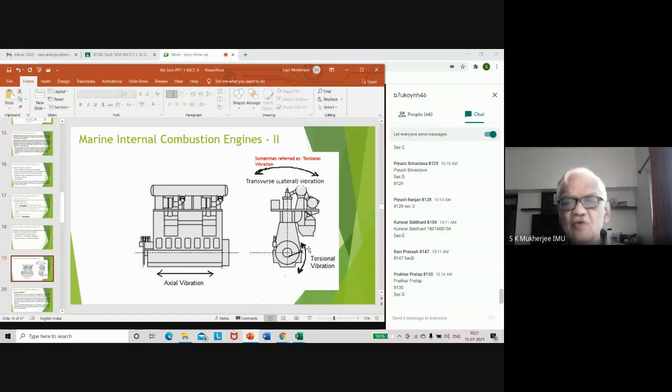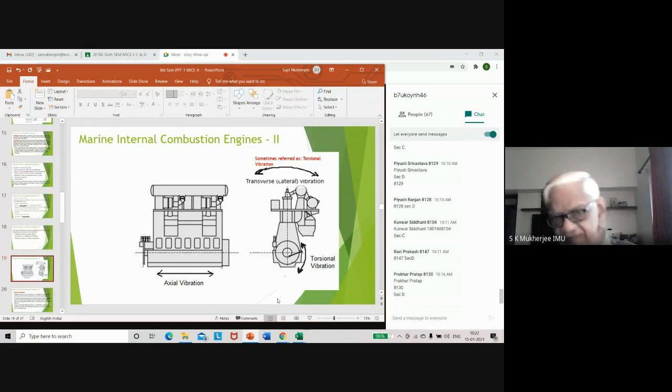So apart from this, you have transverse or sideways vibration. But in some cases, some engines, some books, some technical papers consider this as torsional vibration. I don't like to use this term torsional vibration for the engine. I would like to use the torsional vibration for the crankshaft or any shaft which has a rotary movement. So this rotary movement of the crankshaft is ultimately torsional vibration. This torsional vibration has enormous implications. And I will tell you just now what implication.